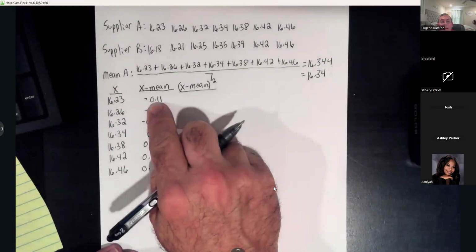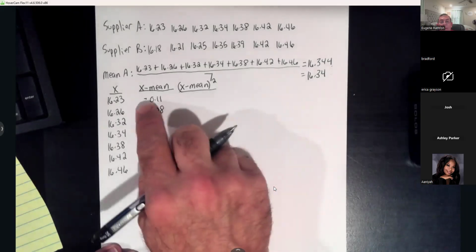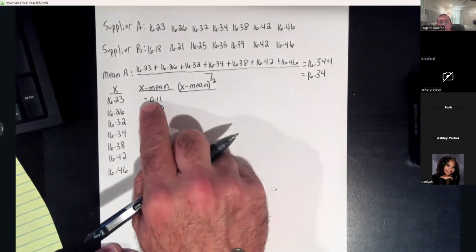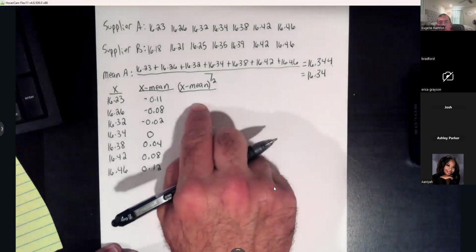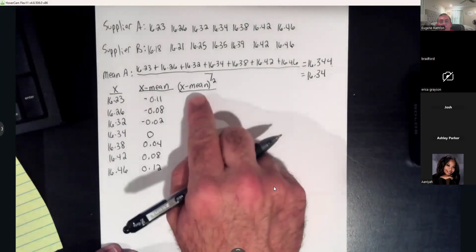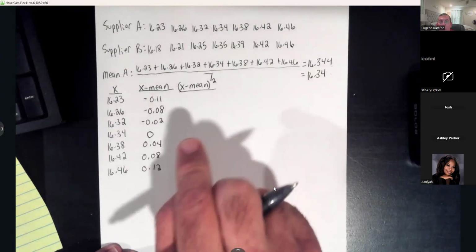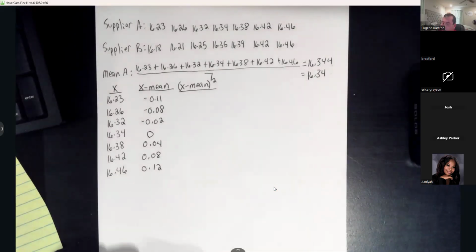So we'll just multiply these numbers times themselves. Now when you square them, a negative times a negative becomes a positive. So every one of these will give me a positive value when I square them, okay? All right, y'all, so I'm going to go back to the calculator and we'll square all these.